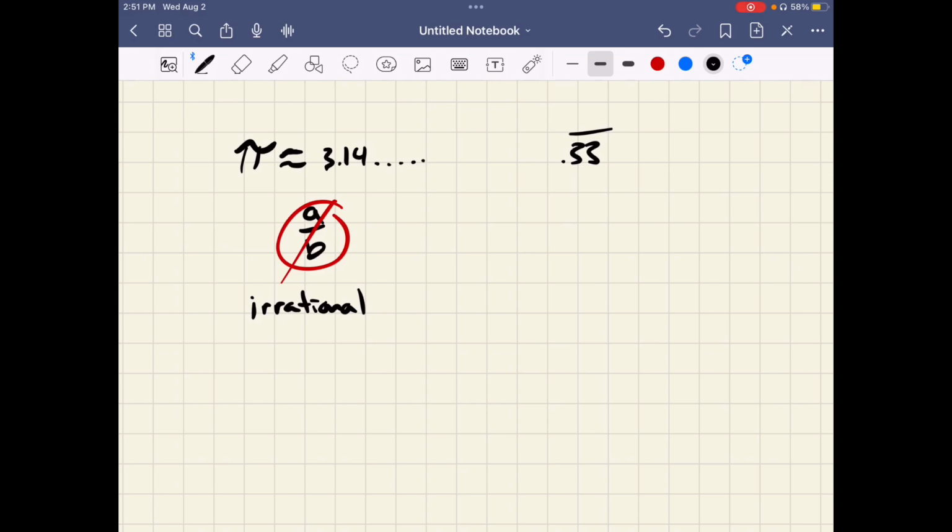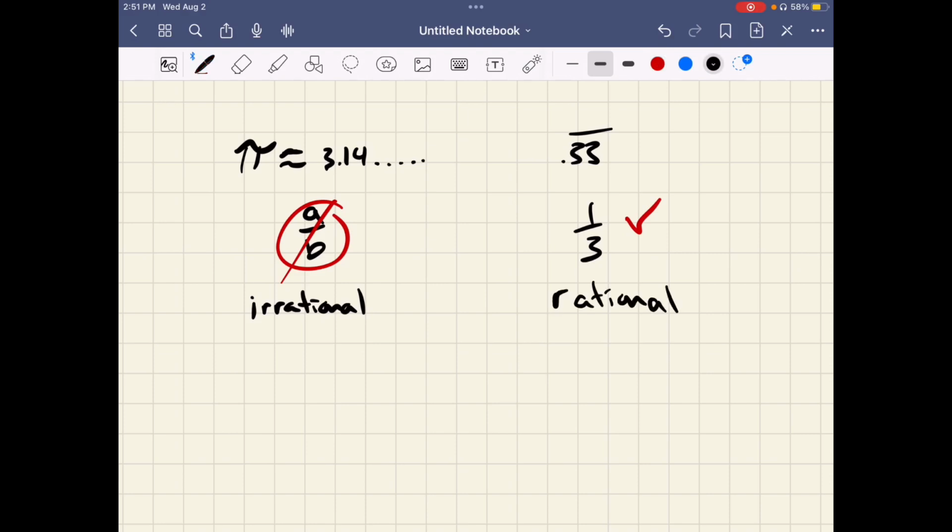Now, if you compare that to 0.3 repeated, it's a non-ending decimal, but it does repeat, which allows me to write it as a fraction, in this case 1/3. And because I can write it as a fraction, that is going to make this number rational.